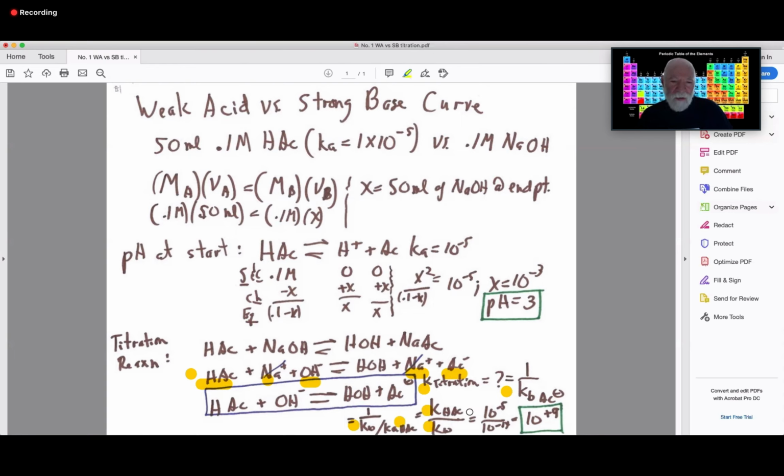So the Ka for acetic acid is given as 10 to the minus 5. You know Kw is 10 to the minus 14th. Do the math on this, you get an answer of 10 to the 9th. Now here's a good double check. Titration reactions are always favored. Acid and base always want to get together, form nice stable water, and therefore you should get a large value, and sure enough, it is 10 to the positive 9.